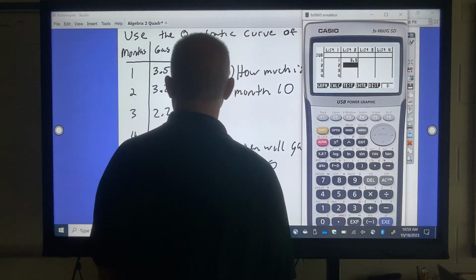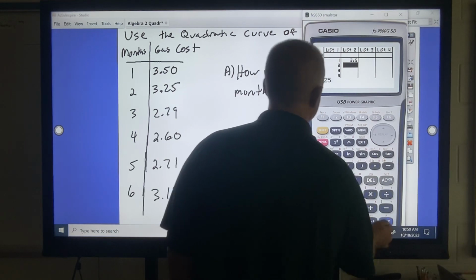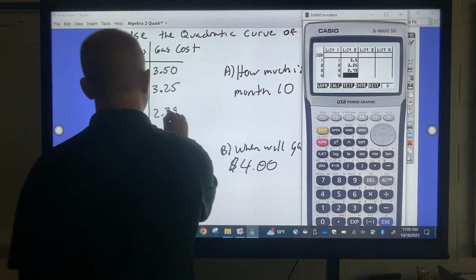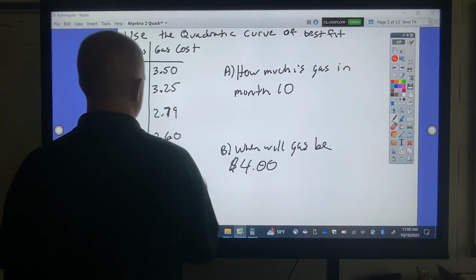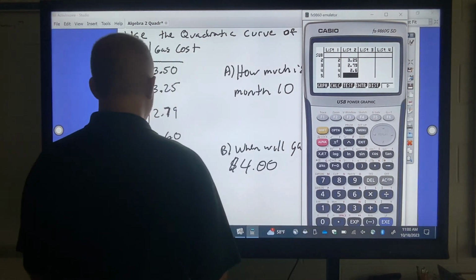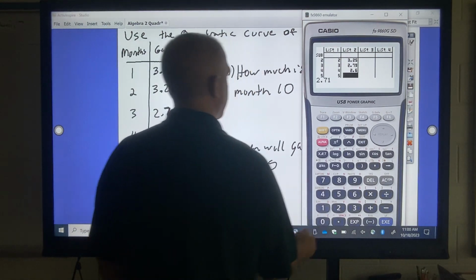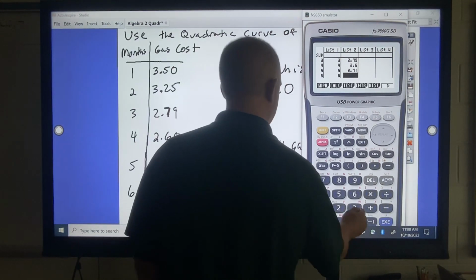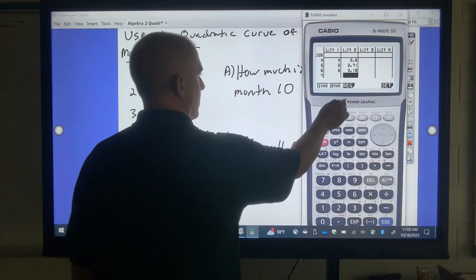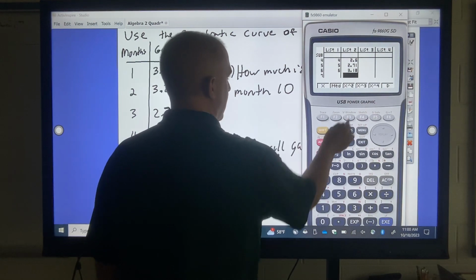3.50, 3.25, 2.79, make sure it's a 7, okay? 2.60, 2.71, 3.18, okay? Once again, I would go to calc and I would select regression and I would select x squared.